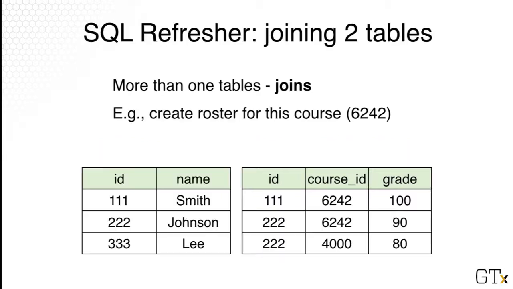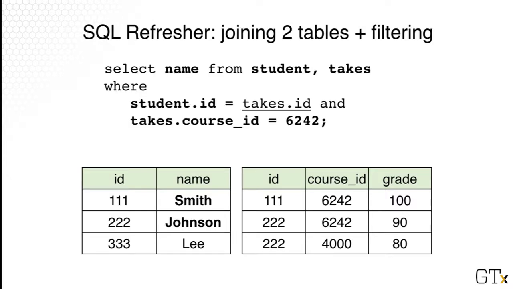Three columns. Suppose now we want to do something a little bit more sophisticated. Specifically, we want to generate a roster for the course 6242 using the two tables that we created so far. So how do we do that? We use the keyword join. Conceptually, that means we want to combine information from two tables. In this case, we want to find out which students are in the class 6242. By just eyeballing it, you already know that the students Smith and Johnson, in bold font down there, are the two students in 6242.